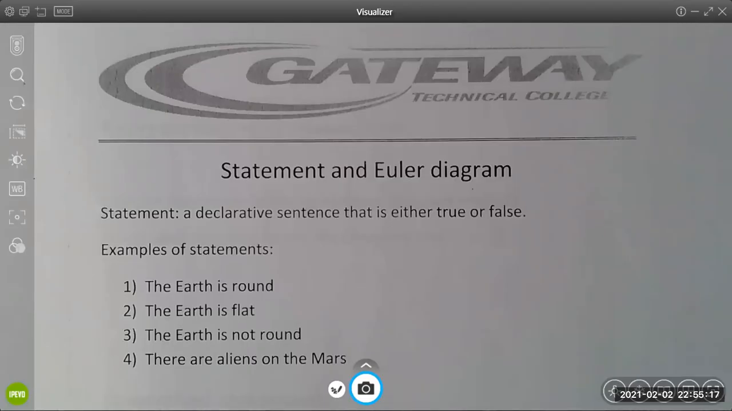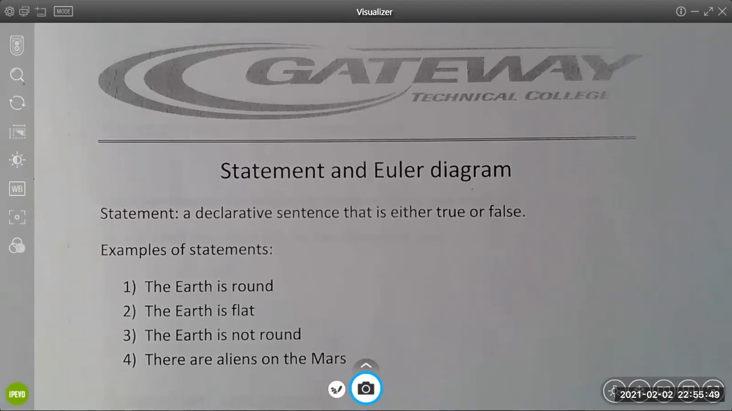The fourth one, there are aliens on the Mars. Well, that's interesting. Are we sure that there are aliens on Mars? Actually, it doesn't matter. We don't care. If there are aliens on Mars, then this sentence is true. If there are not aliens on the Mars, then this sentence is false. Again, the outcome can only be true or false. That's what makes it a statement. So all of these four are examples of statements.